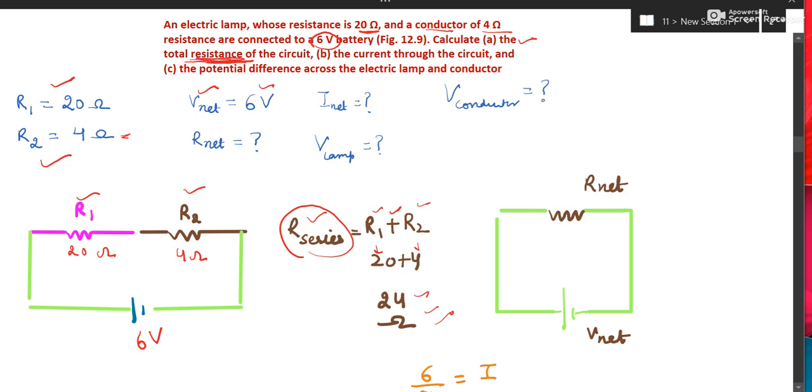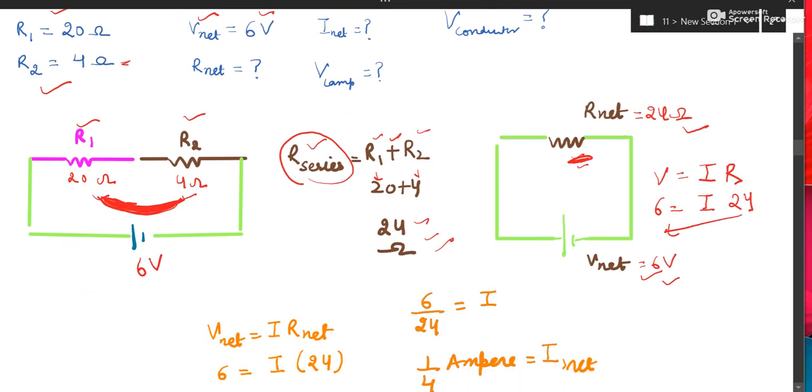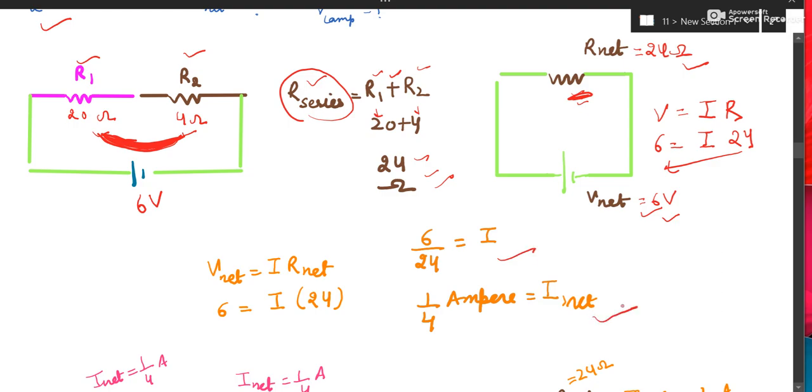I have calculated the total resistance. Current through the circuit is to be found. Now 20 and 4 were in series, so the answer is 24. So this is the net resistance of these two. This is my net voltage. I have net voltage as 6 volt, net resistance as 24 ohms, so I can find out net current. How? V is equal to I into R. V is 6, I is to be calculated and R is 24. So it is 6 by 24, 1 by 4 ampere is the net current. Two parts are solved.